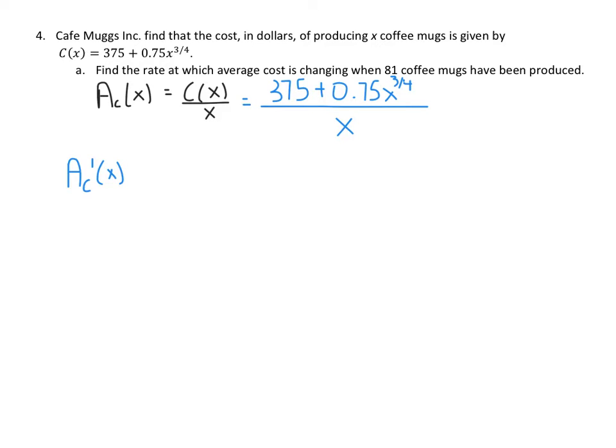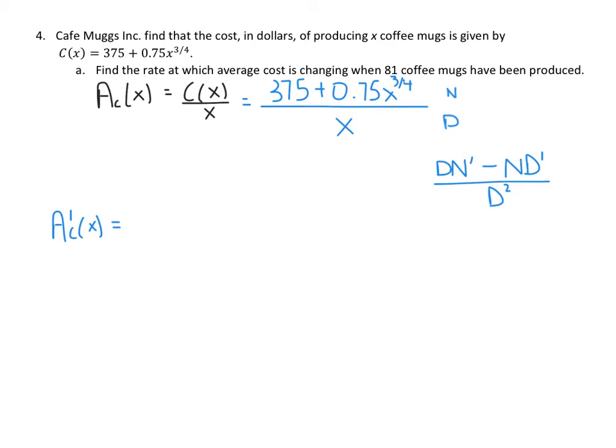So now in order to take the derivative of this function, notice how we have a quotient. We have a numerator and we have a denominator. So we're going to have to use the quotient rule to find the derivative. Okay, so now recall what the quotient rule looks like. We take the denominator times the derivative of the numerator minus the numerator times the derivative of the denominator, all over denominator squared. So we're going to use that to find the derivative.